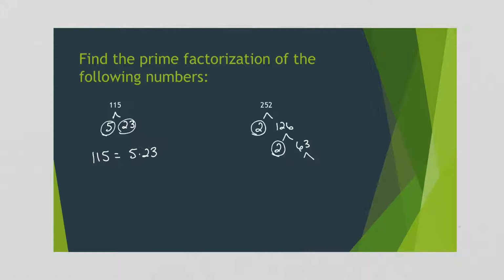For 63, what comes to mind is 7 times 9. 7's prime, but 9 is not. And then I've got 3 times 3, and both of those are prime. So the prime factorization of 252 is 2 times 2 times 7 times 3 times 3. Or if you want to write it least to greatest, it doesn't matter. I don't really care. And I'm going to also use exponents for this. So I've got 2 squared times 3 squared times 7.